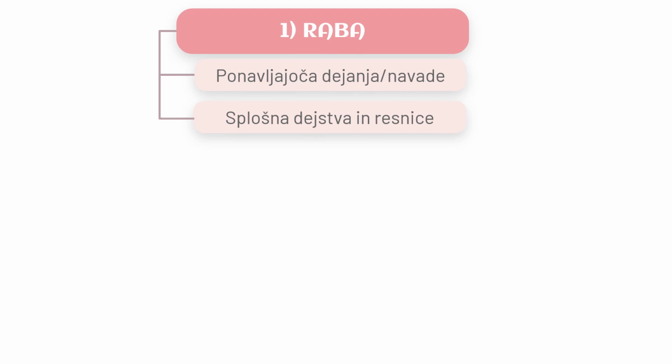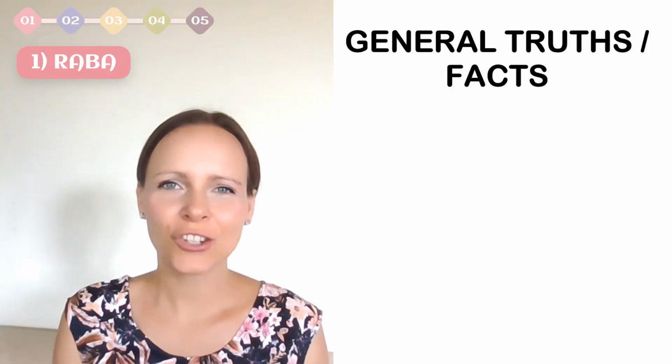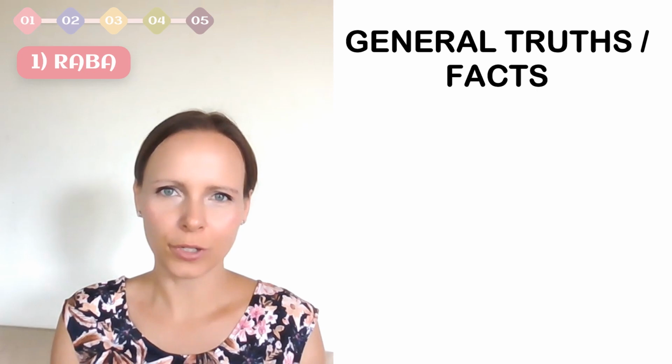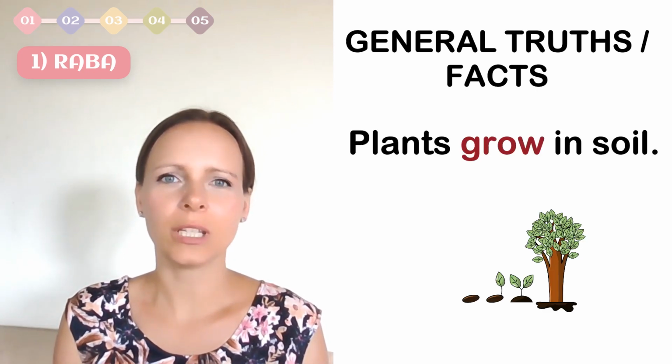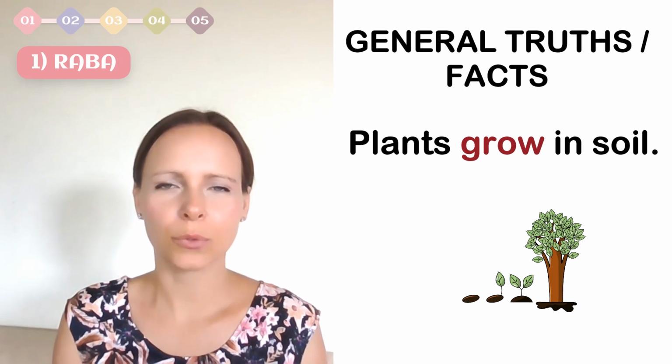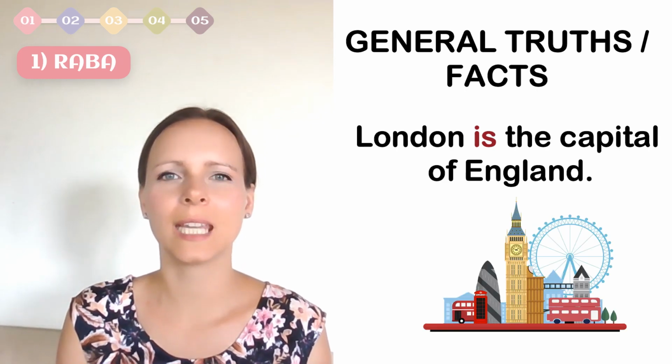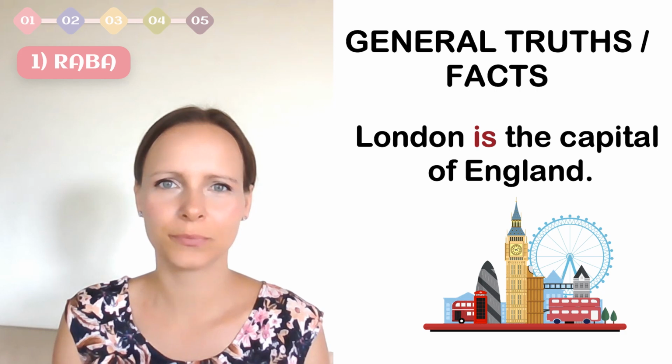Splošna dejstva in resnice. In English, general truths or facts. For example, plants grow in soil. Or, London is the capital of England.